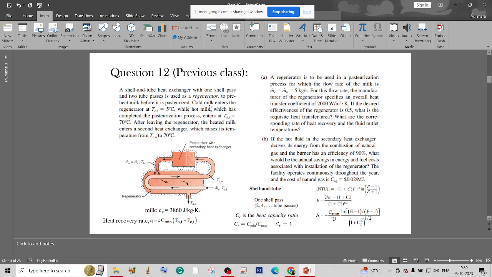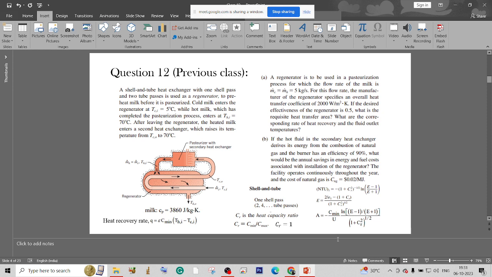So first of all, what do we need to calculate? We need to calculate the outlet temperatures of the fluid and the heat transfer area. For the heat transfer area, we can apply this equation, and for this equation we need E, and for E we can use this equation. This C_R is the heat capacity ratio. Here it says the heat capacity ratio is 1, right? And for that we can apply this equation. So everything is given, you can clearly apply this.